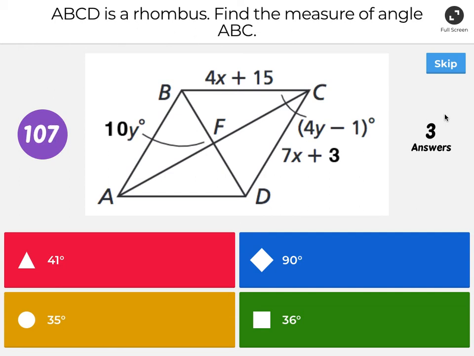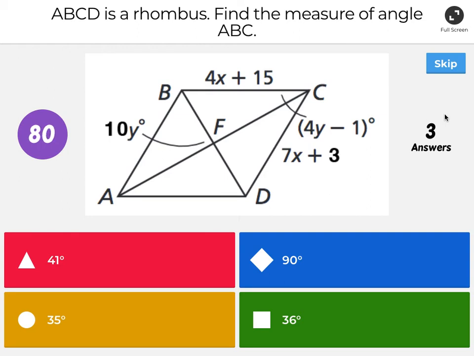I don't think this is... No, I meant to see ACD, this angle. Sorry, I meant this angle here, which is 4y minus 1. So you know that this angle is 10y. What do I know about the diagonals of a rhombus? They're not congruent. They bisect each other because it's a parallelogram, but they're perpendicular.